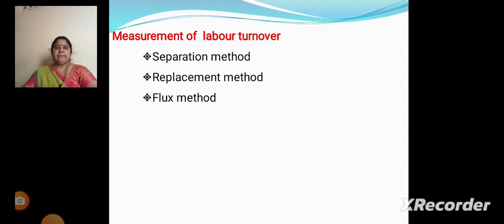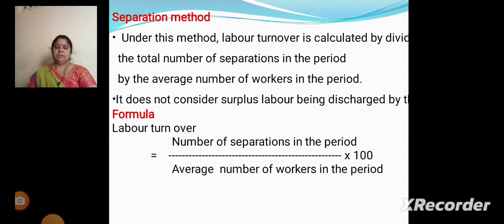Next one is measurement of labor turnover. There are three methods to measure the labor turnover. First method is separation method, second method is replacement method, third one is flux method. So first one is separation method. This is the most commonly used method. Under this method, labor turnover is calculated by dividing the total number of separations in the period by the average number of workers in the period.